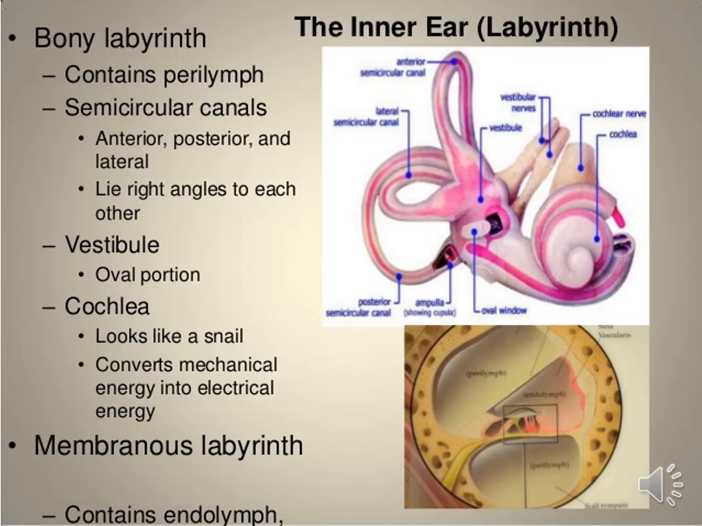The semicircular canals have three parts, anterior, posterior, and lateral, and lie at right angles to each other. The vestibule has an oval portion. The cochlea looks like a snail and converts mechanical energy to electrical energy. And we have a membranous labyrinth that contains the endolymph. So there is the bony labyrinth with perilymph, and within it the membranous labyrinth that contains endolymph.